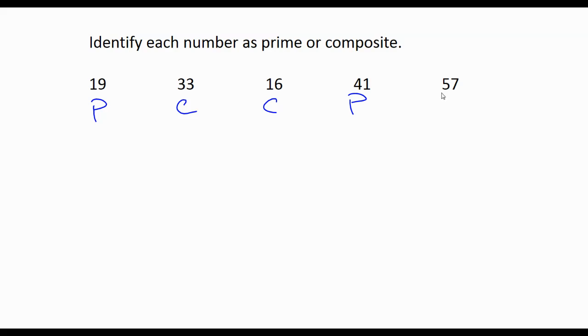What about 57? 57 looks like a number that might be prime, but if I add the digits, 5 plus 7, I get 12. And I know 3 goes into 12, so that means 3 must go into 57. And it actually does. 3 times 19 is 57. So therefore, it is a composite number.